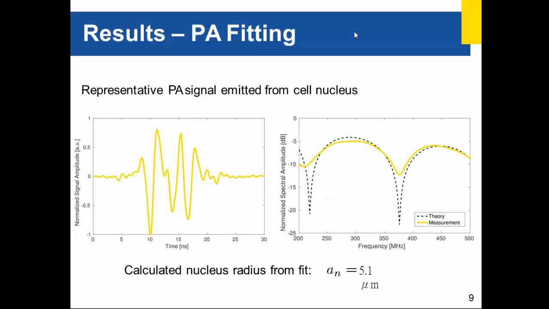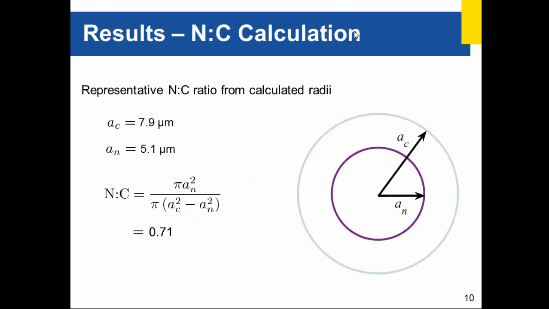The photoacoustic signal from the same cell is shown here as normalized signal amplitude versus time. If you take the FFT of it, again we will see the power spectrum as a function of the frequency, and if we fit this power spectrum to the theoretical value, we get this black curve, and from this curve and using the equations that were shown, we are able to calculate the radius of the nucleus. Now we have the radius of the nucleus and the radius of the cell, and using the equation for the nucleus-to-cytoplasmic ratio, we are able to find the nucleus-to-cytoplasmic ratio using this method.